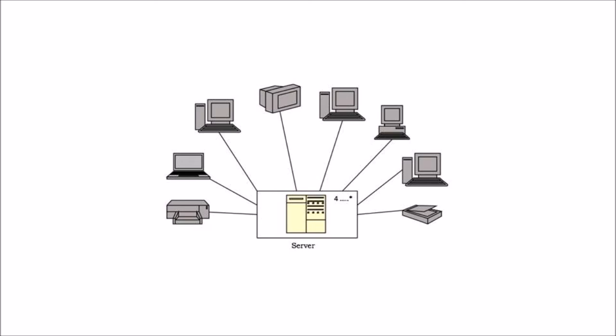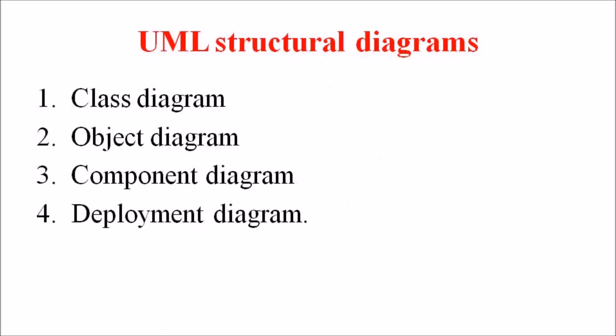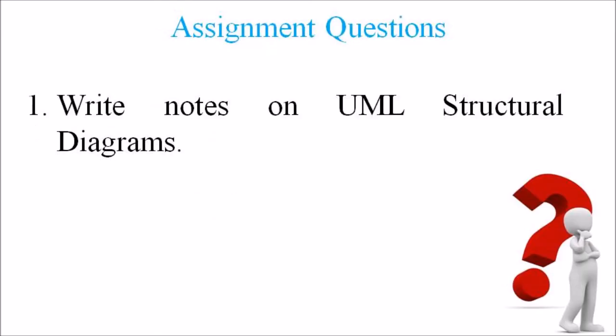So, my dear students, these are the different structural diagrams in UML. As we mentioned, the Unified Modeling Language or UML structural diagrams are categorized as class diagram, object diagram, component diagram, and deployment diagram. So, my dear students, hope you have understood this topic.